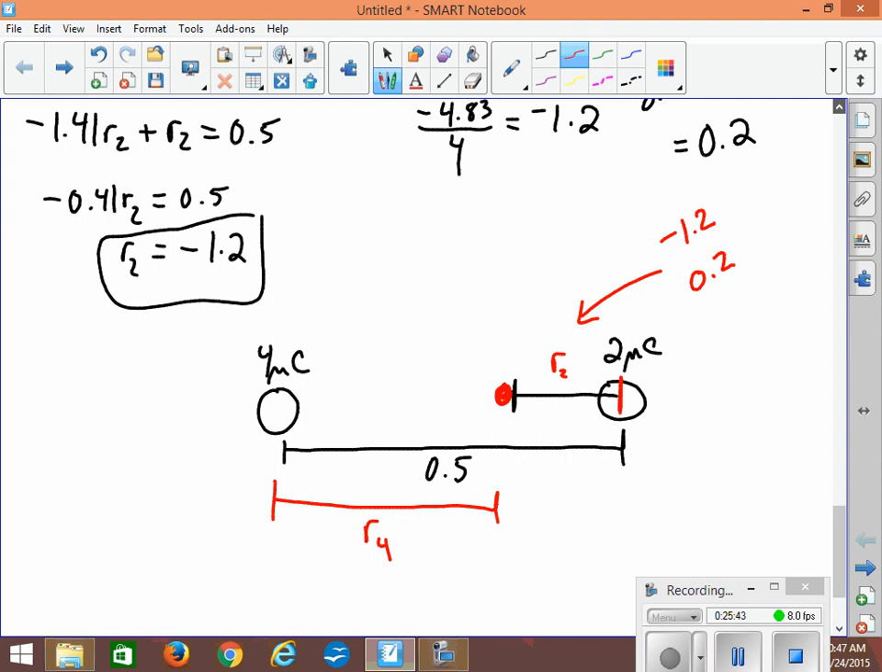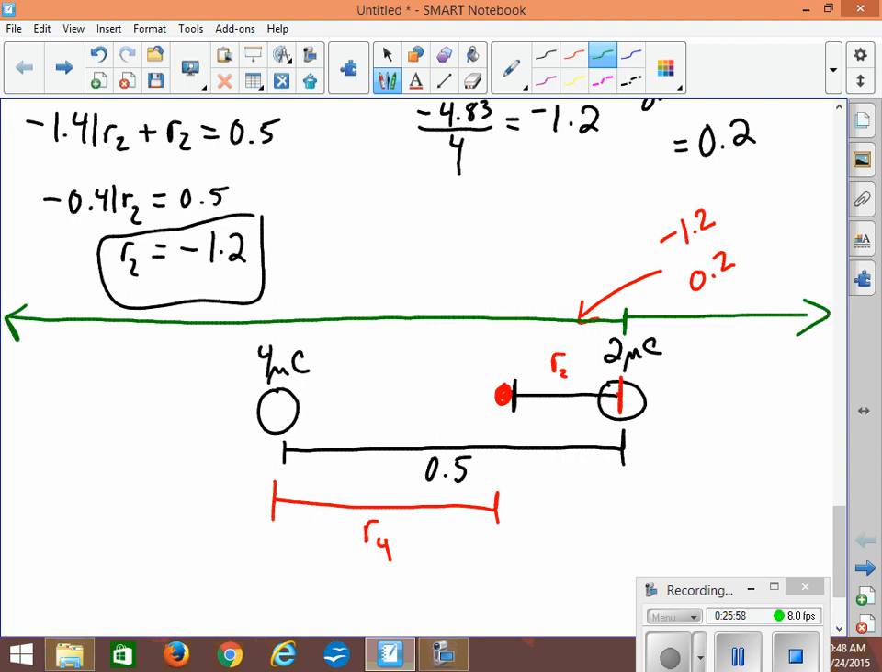Well, if you have negative 1.2 for this value, you would have to start here and move a distance of 1.2 meters away, which would be way over here somewhere or way over there somewhere. Neither one of those answers lies between the two charges. So that can't be the answer to our question, because we had pinned it down to having to be in the middle. Remember? So that means that the only answer that makes sense is the 0.2.